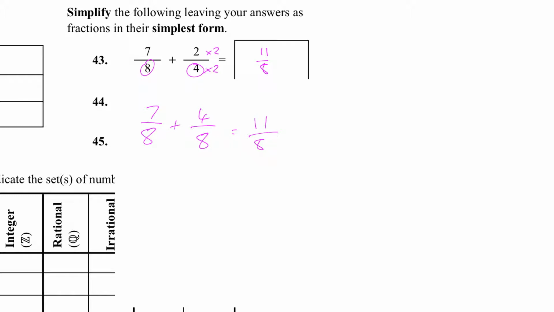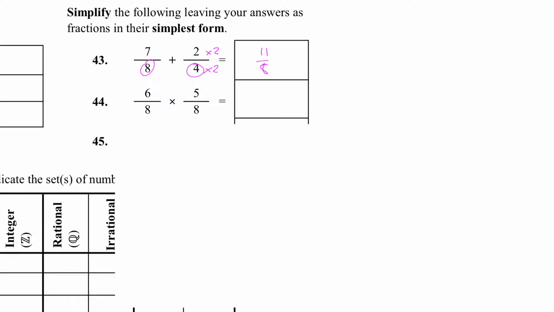Don't worry about changing it into a mixed fraction. It doesn't ask for that. That is as simple as 1 and 3/8. They're really the same thing. From adding to multiplying, when we multiply fractions, all we need to do is multiply numerators. So we've got 6 times 5 is 30, and multiply denominators. 8 times 8 is 64. Ooh, not quite simplest form. Let's divide by 2, 15 over 32. That seems like it's in its simplest form.